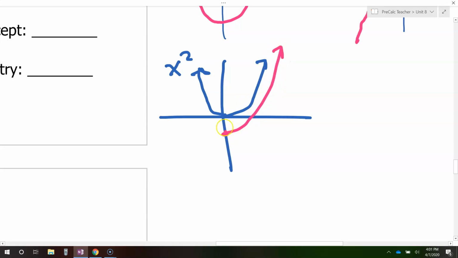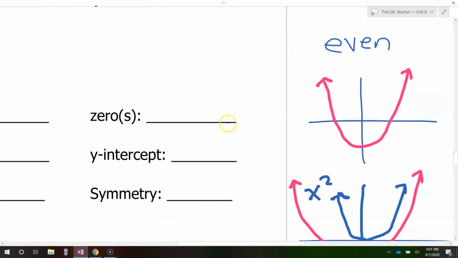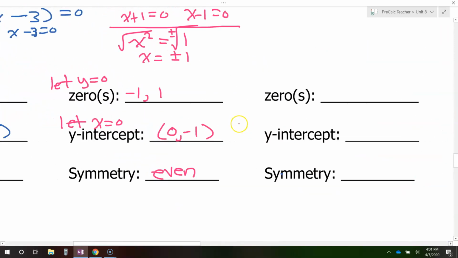All right, but we just moved it down 1. That is all. So this will still be symmetric around the y-axis. It's still going to be even symmetry like we explained before. So that's another way that you could think about it.